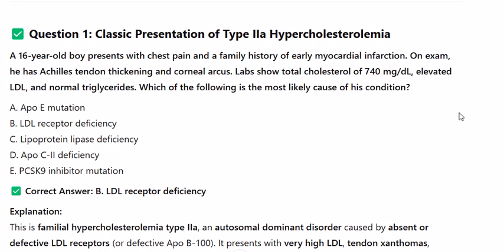On exam, he has Achilles tendon thickening and corneal arcus. Labs show total cholesterol of 740 milligrams per deciliter, elevated LDL, and normal triglycerides. Which of the following is the most likely cause of his condition?